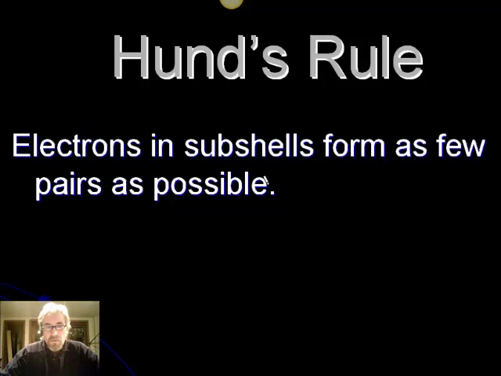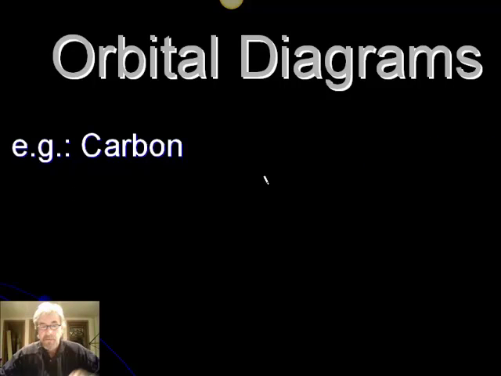Hund's rule says basically this: electrons that are in the same subshell are going to spread out so that they can form as few pairs as possible. So another way of thinking about it is these things like to be alone unless they can't help it, unless there's no room. So let's go back to carbon and try again.